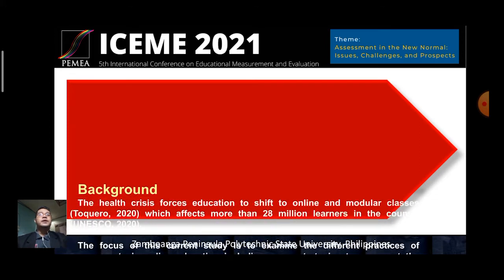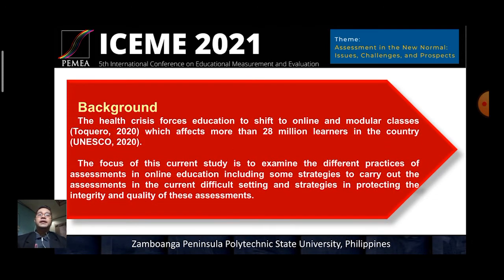So what is this study about? Accordingly, the health crisis forced education to shift to online and modular classes, according to Tukero last year, which basically affected more than 28 million learners in the country according to UNESCO in the same year. The focus of this current study is to examine the different practices in assessments in online education, including strategies to carry out the assessments, which means, are they going to use leniency and flexibility because we are in the current difficult setting, and strategies in protecting the integrity and quality of these assessments.